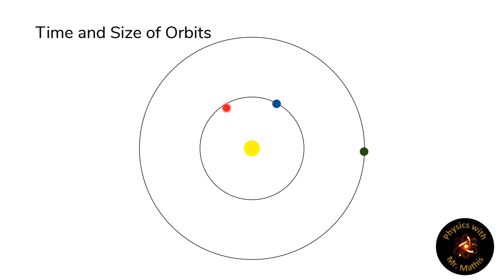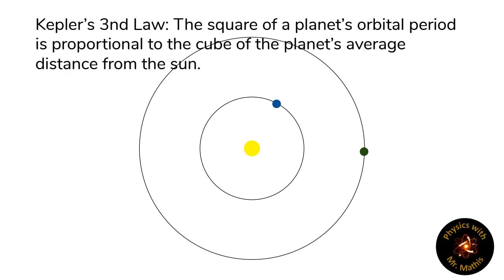It seems pretty obvious that if a planet is making a smaller orbit, it's going to do it faster than if it's making a larger orbit. The large orbit's going to take longer to complete. Kepler defined this relationship between the time for the orbit and the size of the orbit in his third law, which says that the square of a planet's orbital period is proportional to the cube of the planet's average distance from the sun.